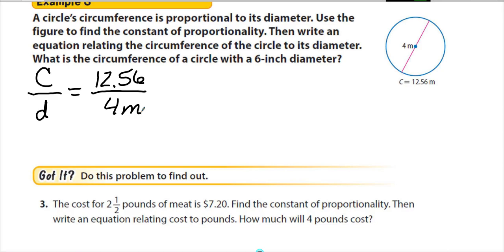All right, so let's figure out what that is. Well, we're going to take 12.56, divide that by 4. So go ahead and grab a calculator if you need to. Pause it and go get one.